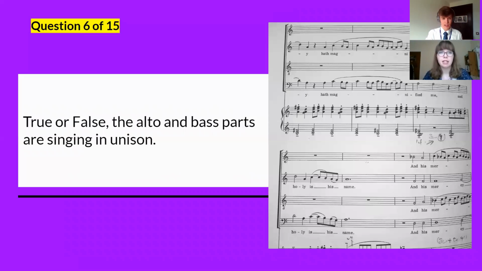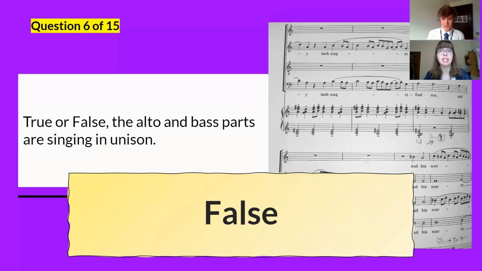Question number 6, true or false, the alto and bass parts are singing in unison. Well, unison means singing the same note, so it's false. They're singing in octaves. So the alto is quite high for their part, which was top D, but yes, the 2 parts are an octave apart. So well done if you got that.